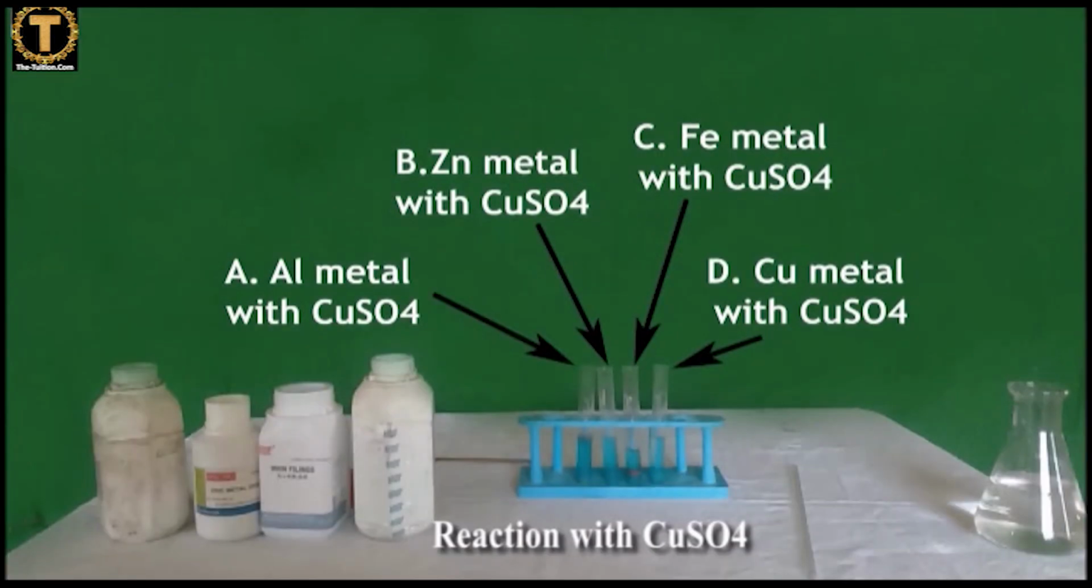Procedure. Reaction with CuSO4 solution. Take copper sulfate solution in each test tube. Dip a small clean piece of aluminium, zinc, iron, and copper metal in each test tube respectively. Record your observations now.